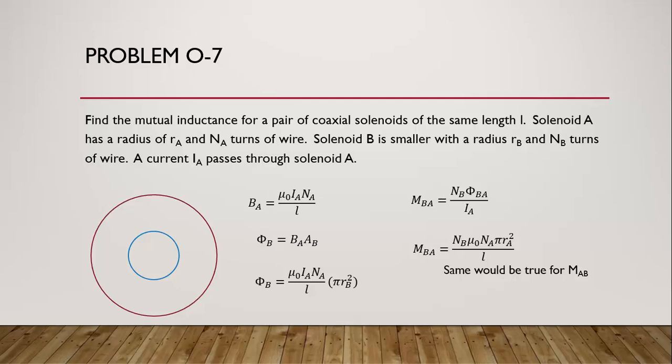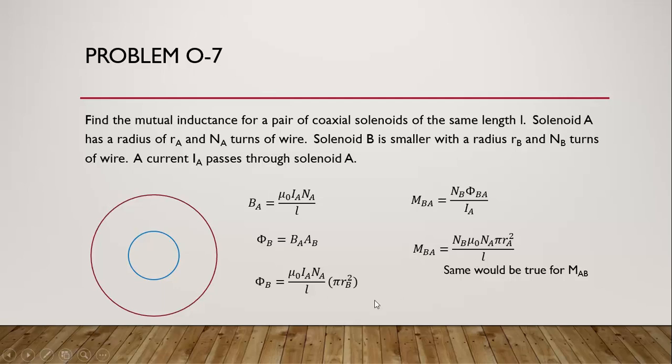The reason why the same would be true for M_AB is if you did the exact same thing going backwards. You'd have mu naught I_B N_B over L as B_A. M_AB would be N_A times the flux of AB divided by I_B. Flux of AB would really be B_B times A_B. This should actually be an R_B squared in here. Excuse me, I screwed that up, because here's an R_B squared.